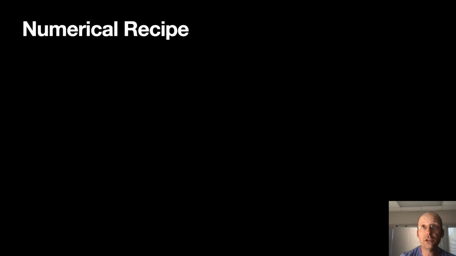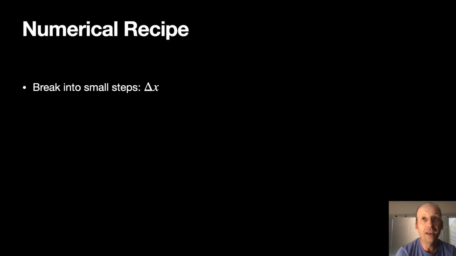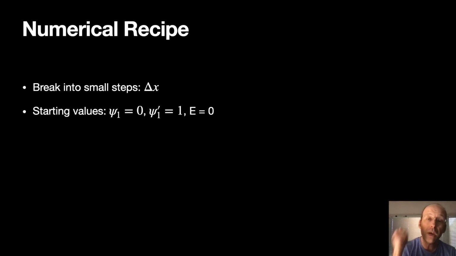Okay, so here's the recipe. If you were getting a cookbook and you wanted to write your recipe, it would look like this. Number 1, break the problem into small pieces, delta x. Number 2, we need to have starting values of psi. We know psi 1, we know it starts at 0. That's one of our boundary conditions. Psi 1 prime, we don't know. I don't know the derivative, so I just pick 1. I don't know the energy, so I pick 0.